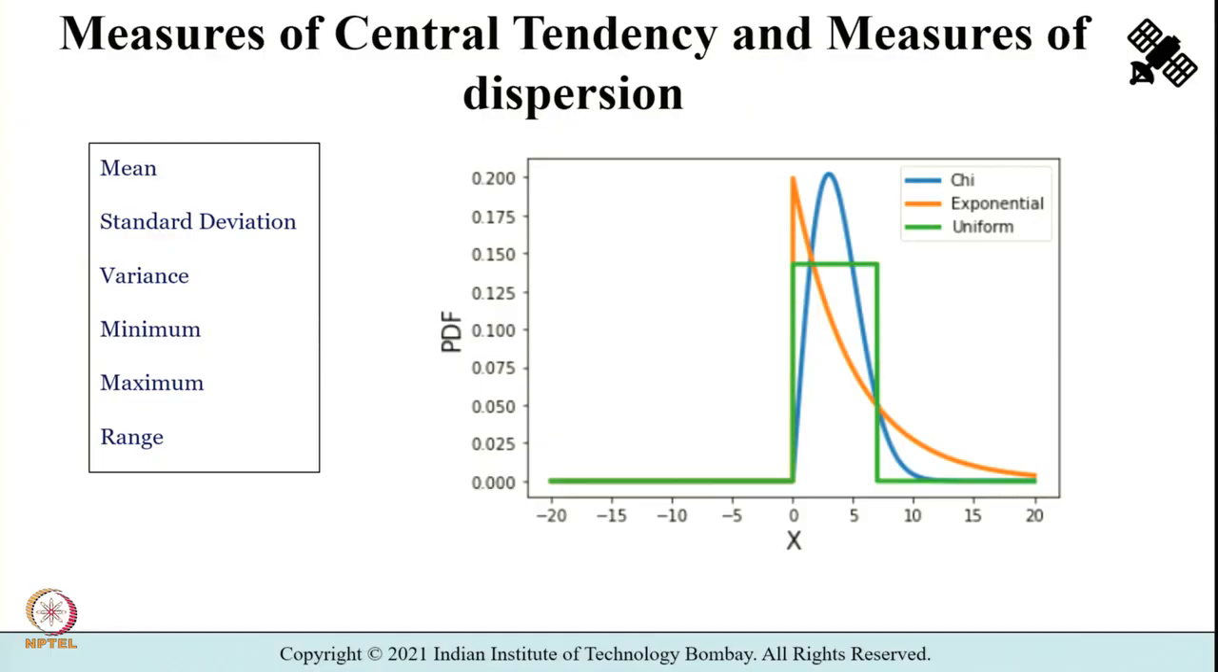Now, shown here are also the measures of dispersion or spread of data in a distribution. In the previous slides, we were trying to define the scale and location. Location is the measure of central tendency, and scale is the measure of dispersion.